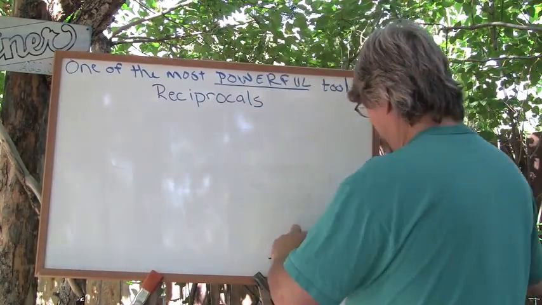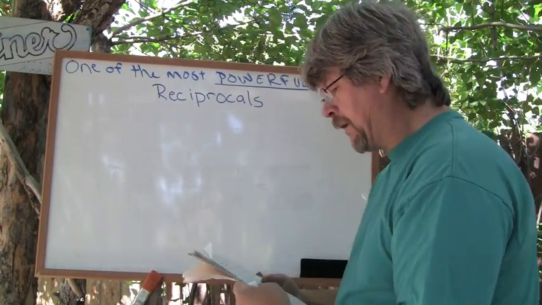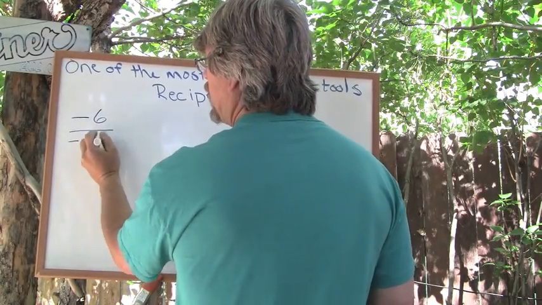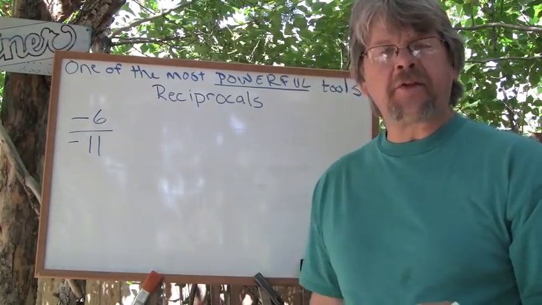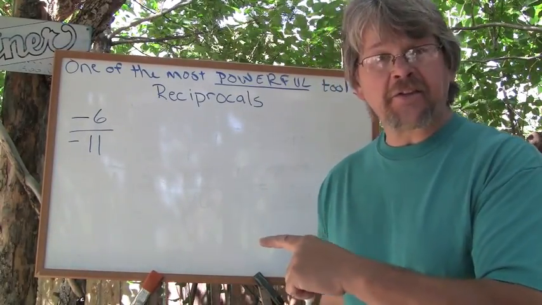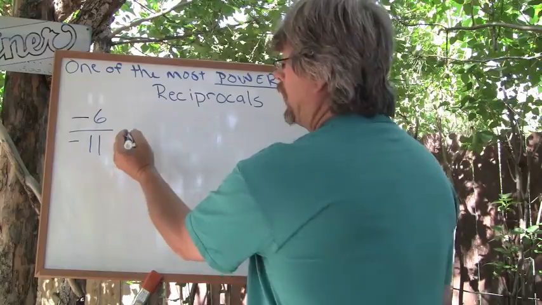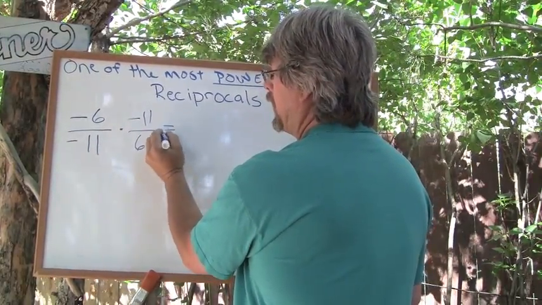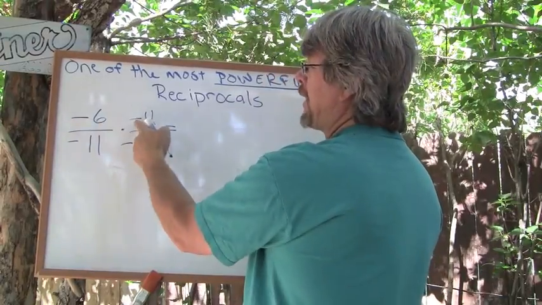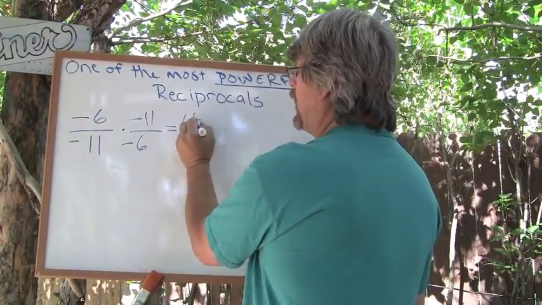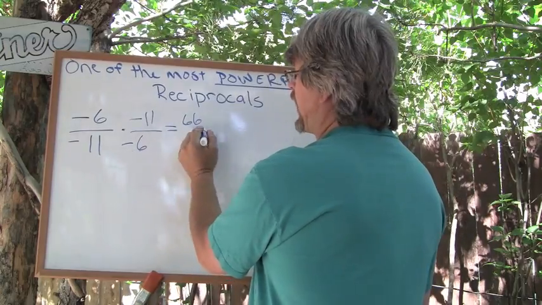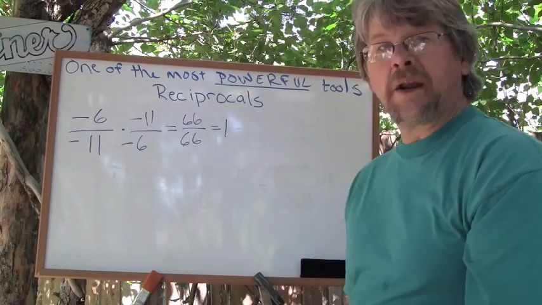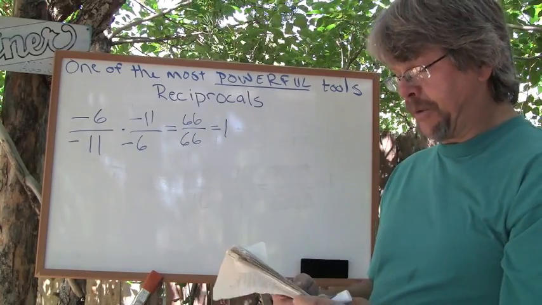Any fraction whatsoever, if you have a double negative fraction, -6 over -11, you can multiply it, retaining the same signs, by its reciprocal. So this is going to be negative 11 over negative 6. And a negative times a negative is a positive, and a negative times a negative is a positive, and 66 over 66 is 1. It's that simple.